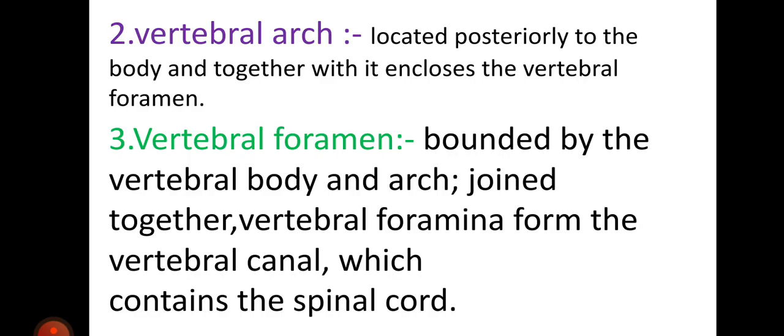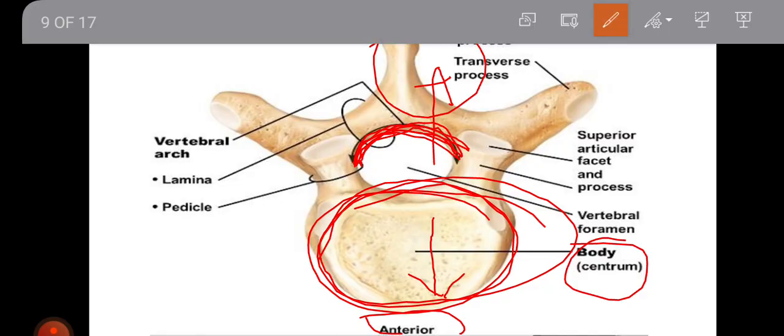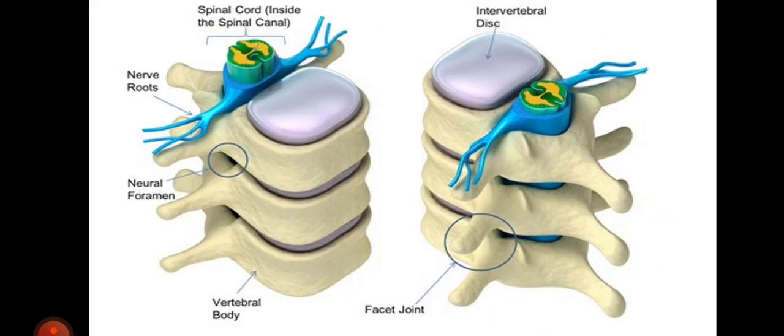And third is the vertebral foramen, which is bounded by the vertebral body and arch. Joined together they form the vertebral foramina, which form the vertebral canal that contains the spinal cord. In the next image you can see this is the vertebral arch and this is the vertebral body, and together they form this canal, which is called the vertebral foramen. Through that vertebral foramen, the spinal cord passes.